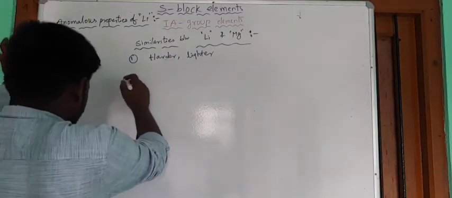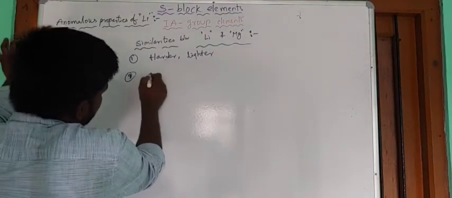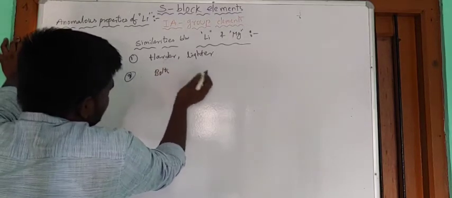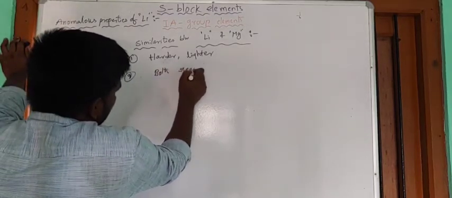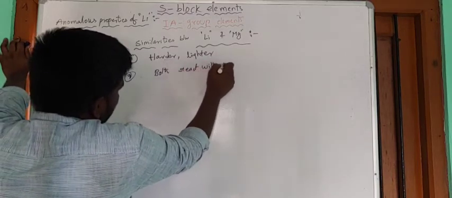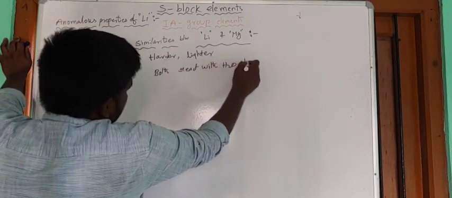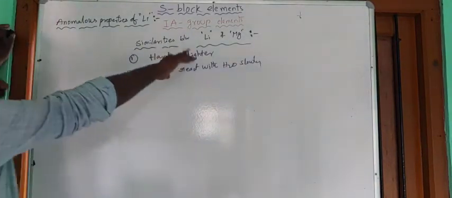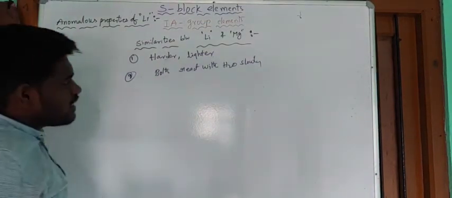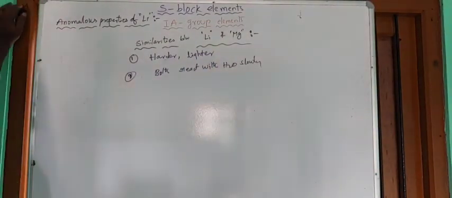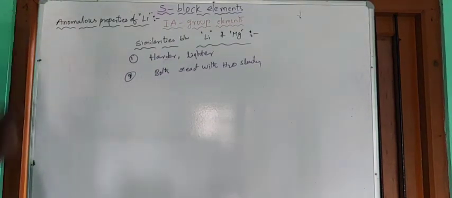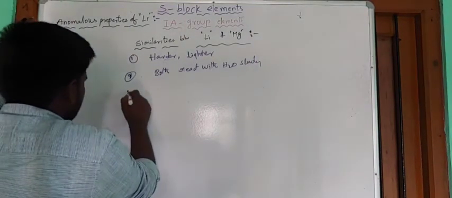And the second one, both react with water slowly. Magnesium and lithium both react with water slowly. But metals present in the first A group other than lithium and in the second A group other than magnesium react with water vigorously. But here both react with water slowly.